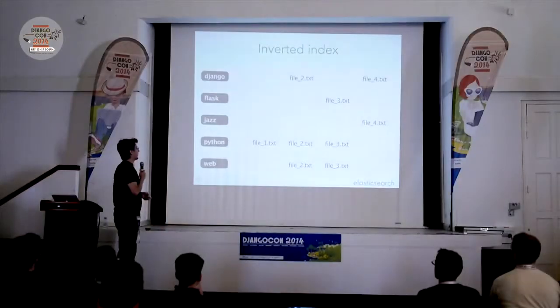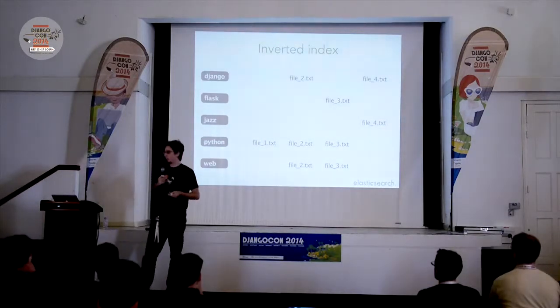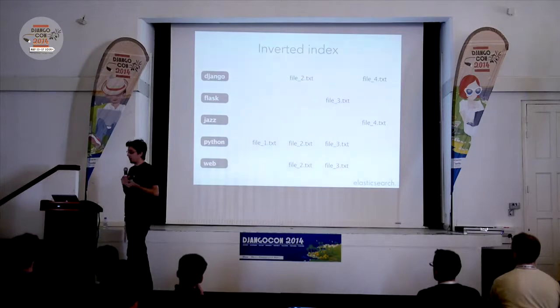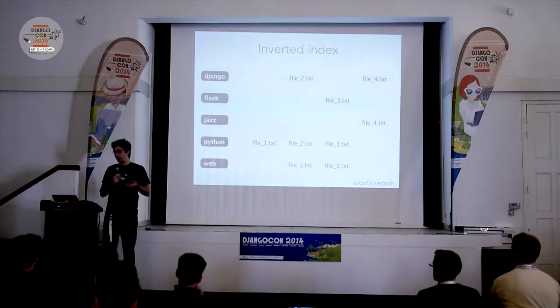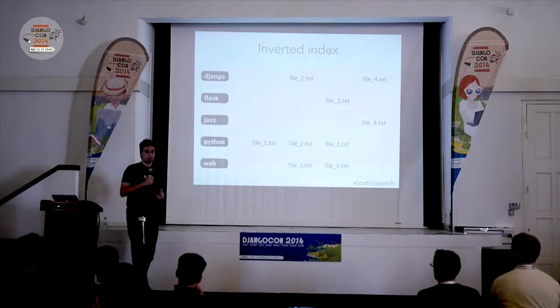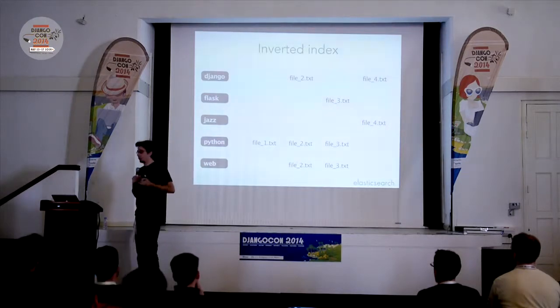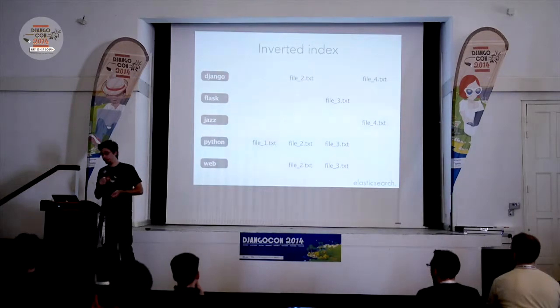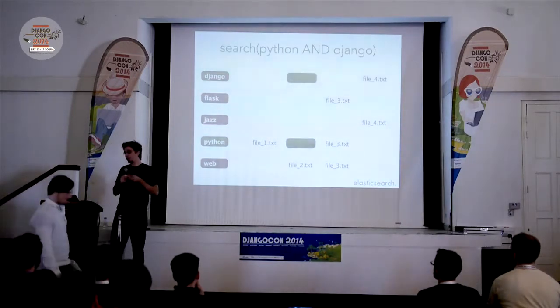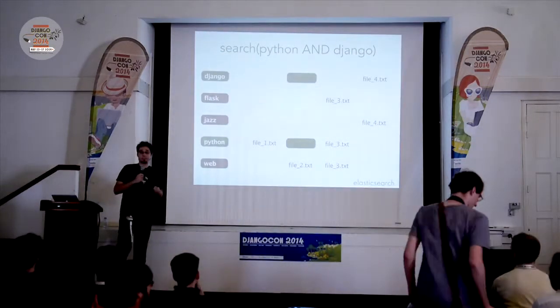So this is a structure that we call an inverted index, and this is how it would look actually in modern days. Here I have an index with just 5 terms: Django, Flask, Jazz, Python, and Web, and 4 documents, 4 files in this case. And this data structure will now allow me to query my data set, the 4 files, very effectively.